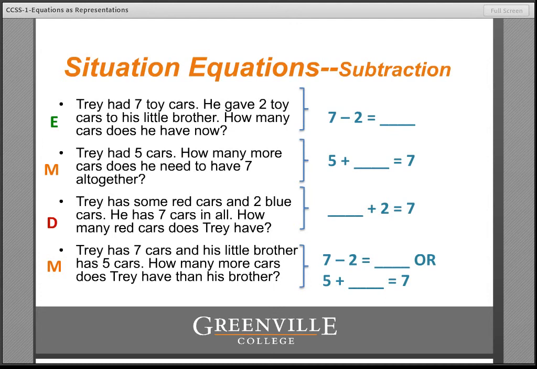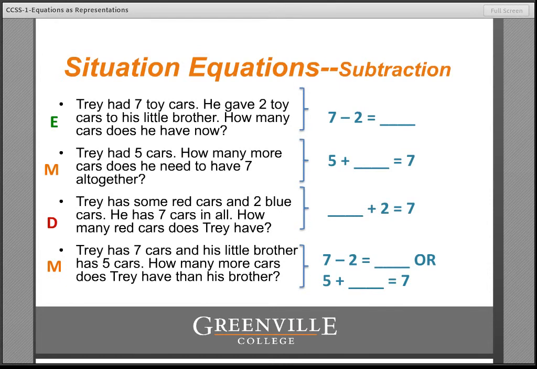For example, the first equation here would be read 7 minus 2 equals blank. That problem's pretty easy, as signified by the green E. The equation is easy to pull out of the word problem, and the equation is also easy to solve using either known facts or a level 1 or level 2 strategy.